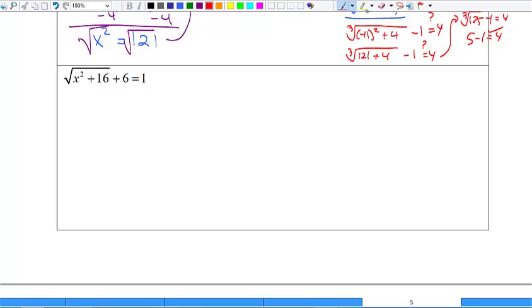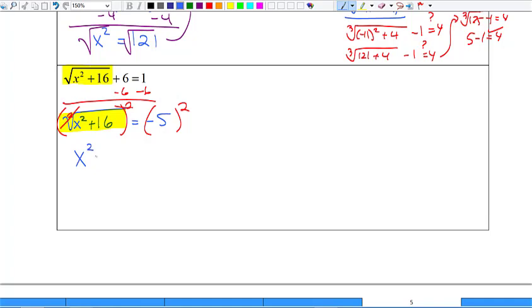On the next problem, is the radical all by itself? Again, no. So I need to subtract 6 from both sides so that my radical can be all by itself. Okay, that was step 1. Now my radical is all by itself. Step 2 says to raise both sides to the index. Well, my little index here is a 2. So I'm going to raise both sides to the 2 so that the square and the square root can undo each other, and I'm just left with the inside radicand. Negative 5 squared, notice I'm multiplying negative 5 times negative 5, which is positive 25.